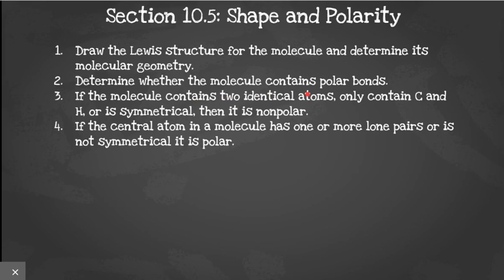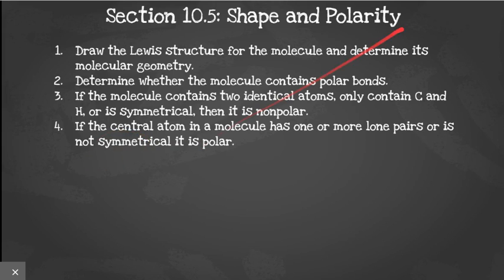contains two identical atoms, like chlorine to chlorine, for example, or hydrogen to hydrogen, or if it only contains carbon and hydrogen. Those are called hydrocarbons, and they are typically oils and fats, like a fossil fuel would be an example. Or if they're perfectly symmetrical, then all of those are going to be nonpolar. If the central atom in a molecule has one or more lone pairs, that's automatically polar. And if it's not symmetrical, it's going to be polar.